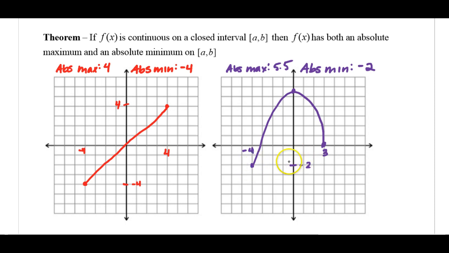One thing that I want you to observe on this graph on the right-hand side is that the absolute minimum occurred at an endpoint, but the absolute maximum occurred at a place with a horizontal tangent line. So at this particular x value at 0, if I were to draw a tangent line, that tangent line would be horizontal, which means that the derivative at that location would be 0. I want you to keep that in mind as we go to the next definition.